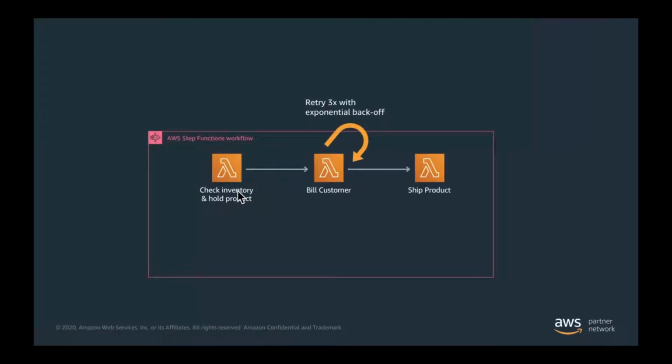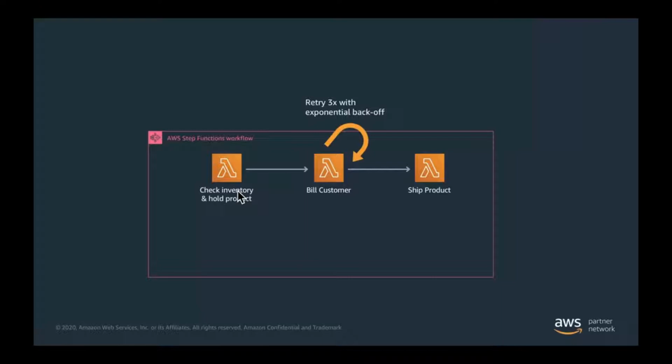But then let's say that you were using this external billing system, and once in a while there were availability issues, and to make it more robust, you wanted to retry billing the customer 3 times as part of this checkout process. So you could change your Lambda function and build that logic into your Lambda function. Or the other thing that you could do is take your state machine and build a retry around that bill customer state.